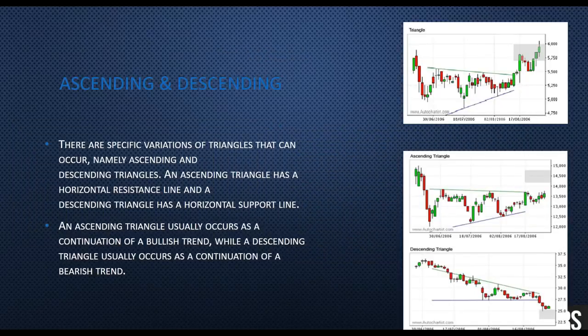Now, there are specific variations of triangles that can occur, namely ascending and descending. An ascending triangle has a horizontal resistance line, and a descending triangle has a horizontal support line.